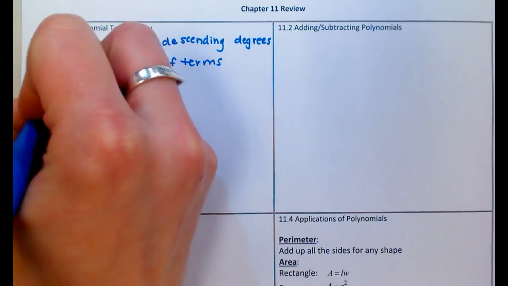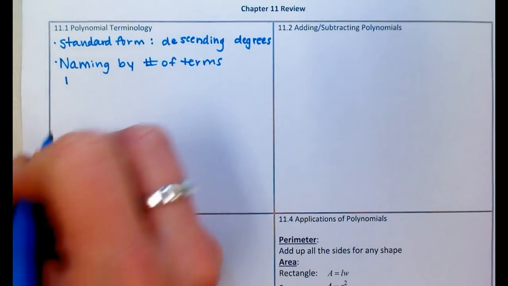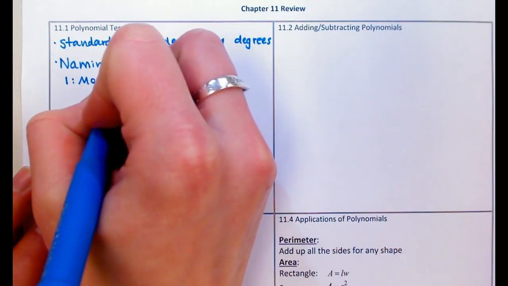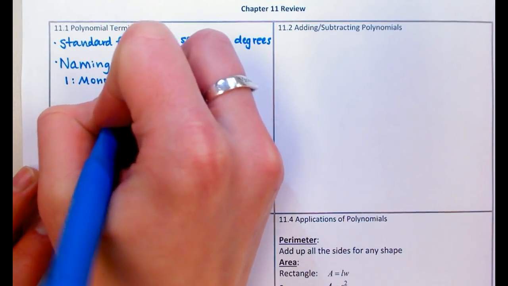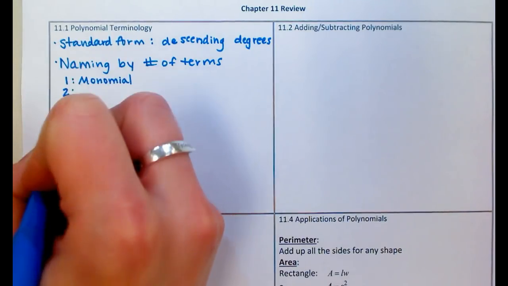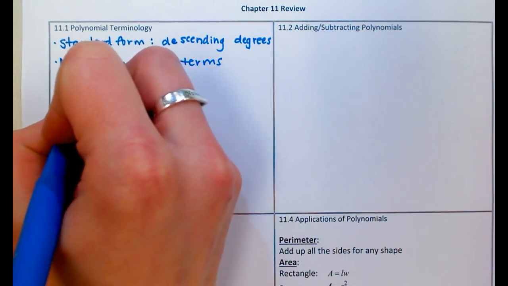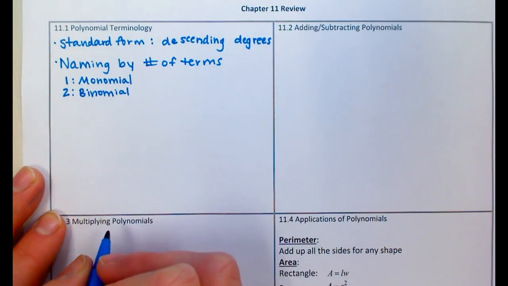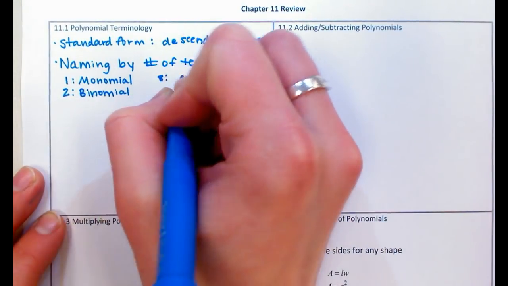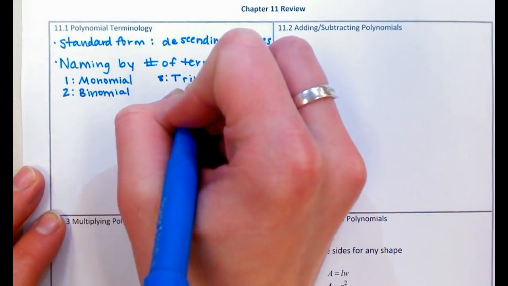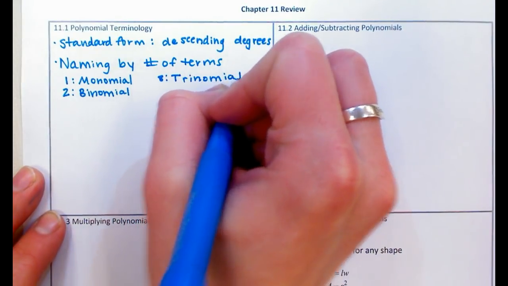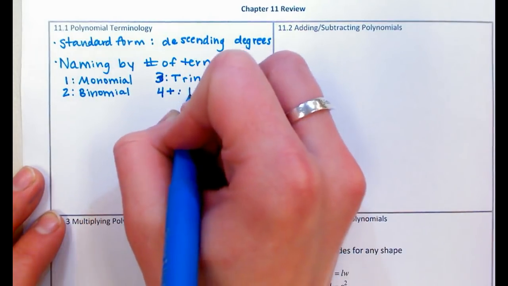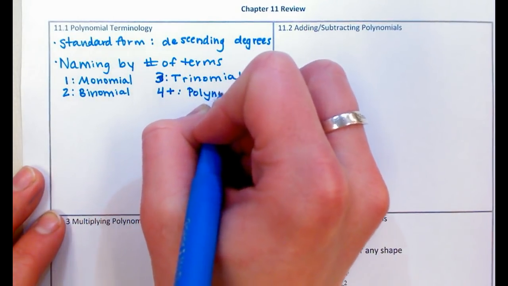So if we only had one term in our polynomial, we called this a monomial. If we had two terms in our polynomial, we called this a binomial. If we had three terms, we called that a trinomial. And if we had four or more terms, we called this a polynomial.